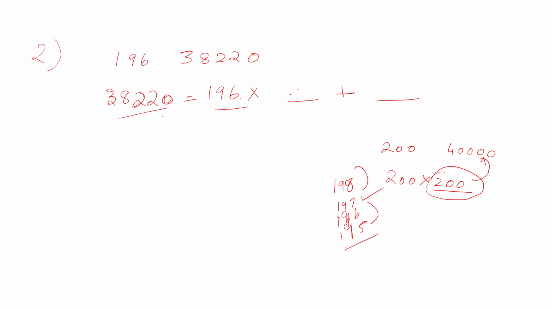So here the number is 195, 196, and 195 gives you 38,220 plus the remainder is 0. With no remainder, B is the HCF. So what is the HCF here? HCF is 196 for these two numbers.